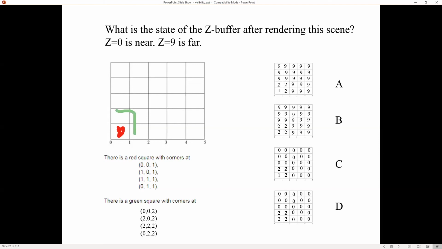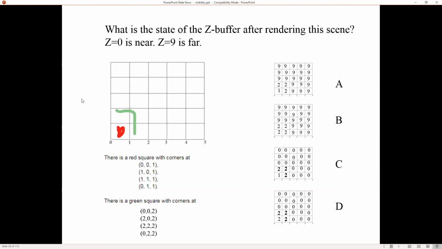Other questions about this? We would initialize everything to the far Z, in this case, because I said Z equals 9 is far. Now, what would the real numbers be? Really, in your depth buffer, you're storing some fixed point or floating point value. It depends on how many bits there are. Also, in order to make this problem clear, I've said 0 is near and 9 is far.